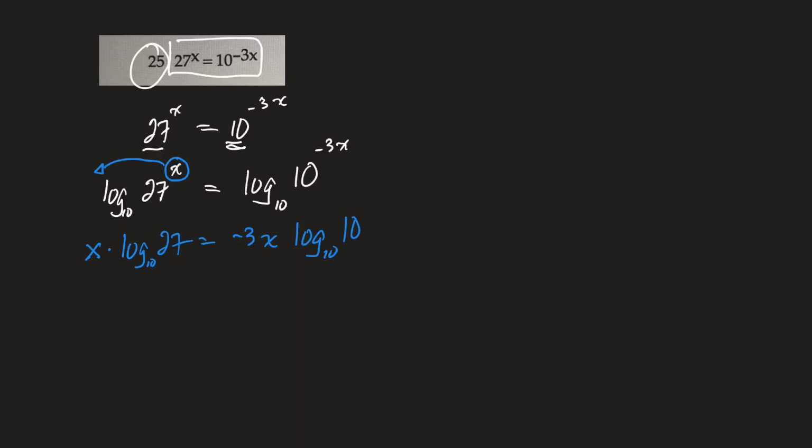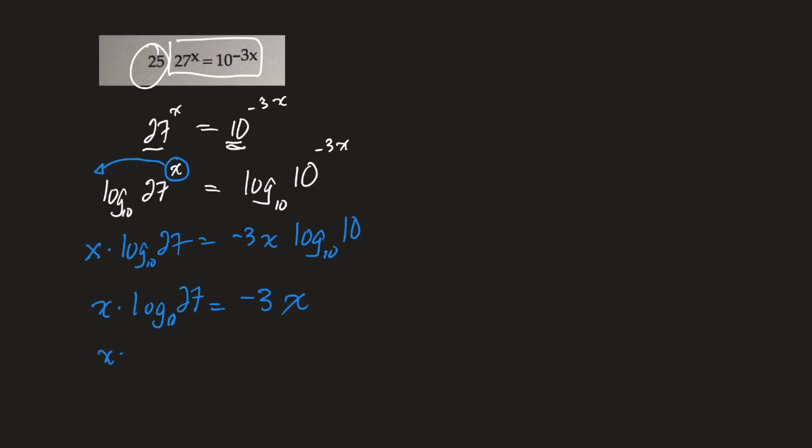And 1 times anything is the multiplicative identity rule, that doesn't change it. So on the right side, I just wind up with minus 3x. Whereas on the left side, I have x times log base 10 of 27. So I would do that on my calculator, log base 10 of 27. Let me figure that out. Functions, log of 27. Okay, I get 1.43.